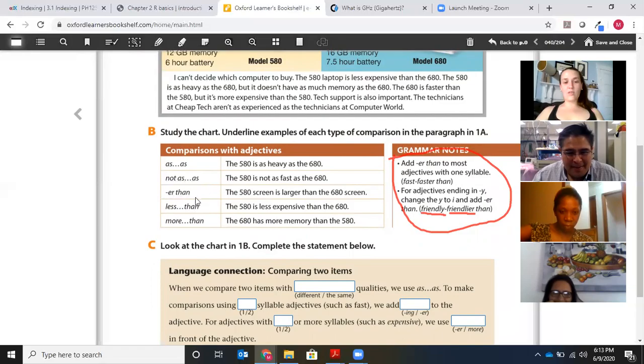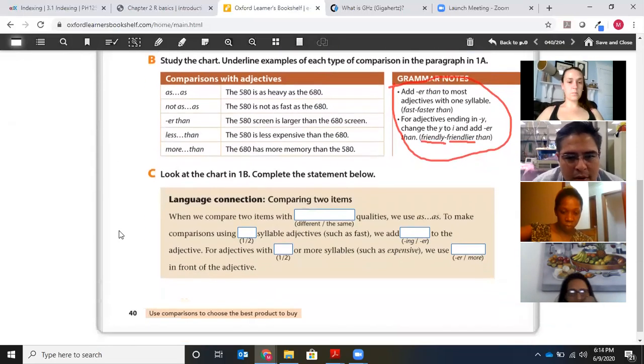And then we have ER than, right? So we have here larger than, taller than, smarter than. And then we have less than and more than. So when do we add that ER? When do we add ER versus using less or more than? When they have only one syllable. Good, when it's only one syllable. All right.